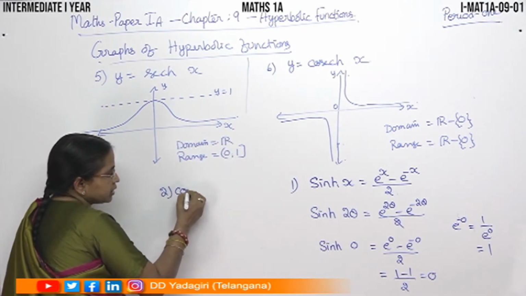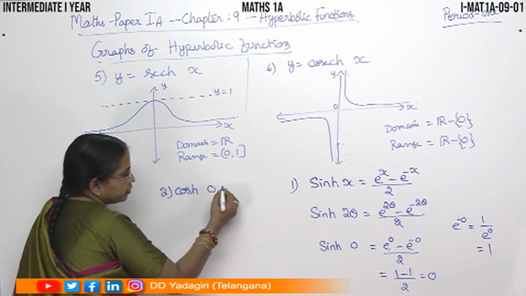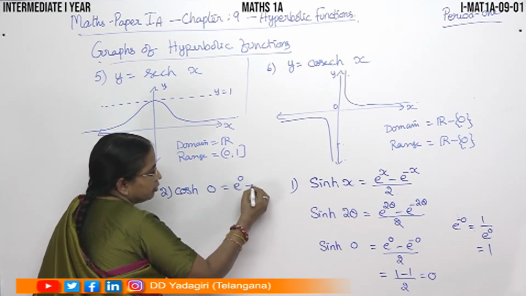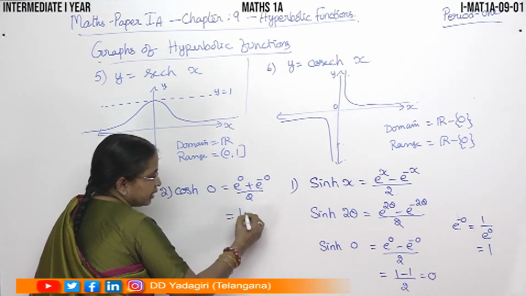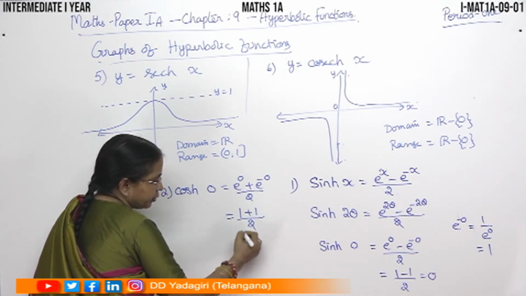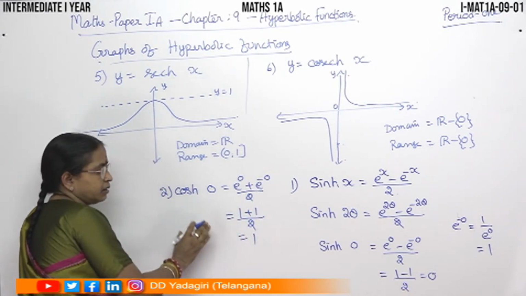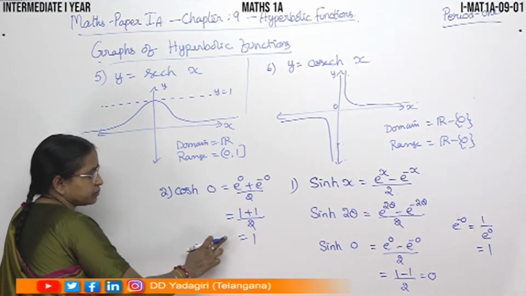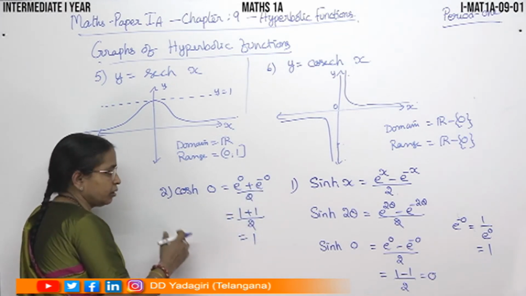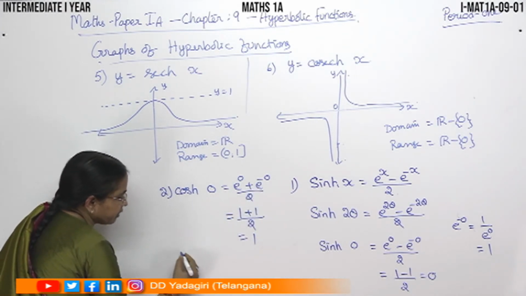Next is cosh of 0. Cosh of 0 is (e to the power 0 plus e to the power minus 0) by 2. That is (1 plus 1) by 2, which is 2 by 2, equal to 1. Just learn this value: sinh of 0 is 0, cosh of 0 is 1. You can also just learn the method to find its value.